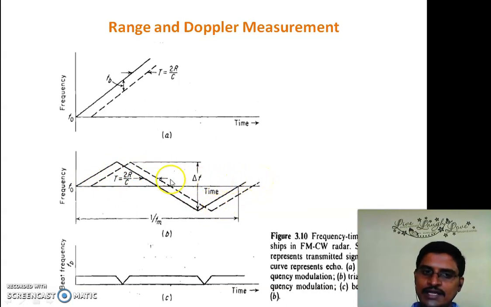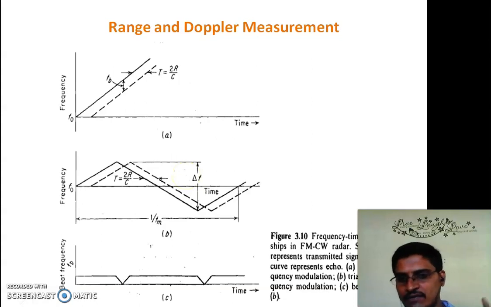So the time difference between the transmitted signal and the echo signal is capital T, equal to 2R/c, and the frequency difference between these two, this is the transmitted signal frequency and this is the echo signal frequency, and if we take the difference, that is delta f.